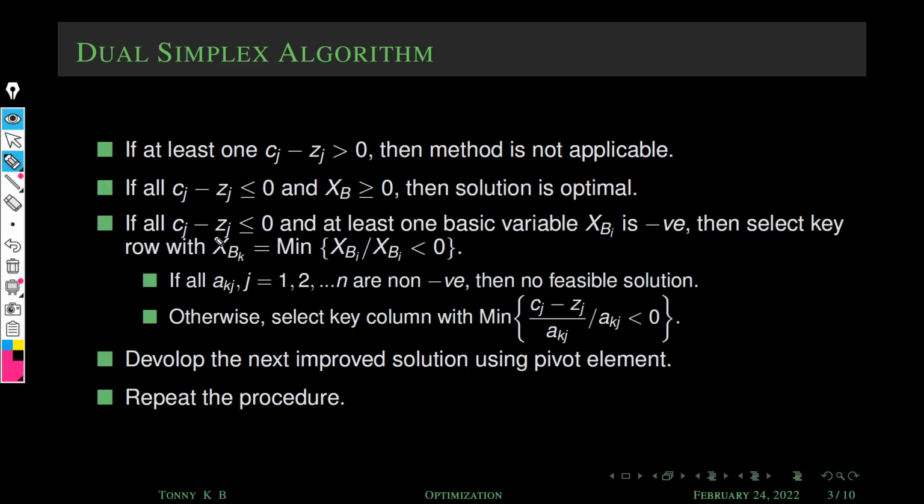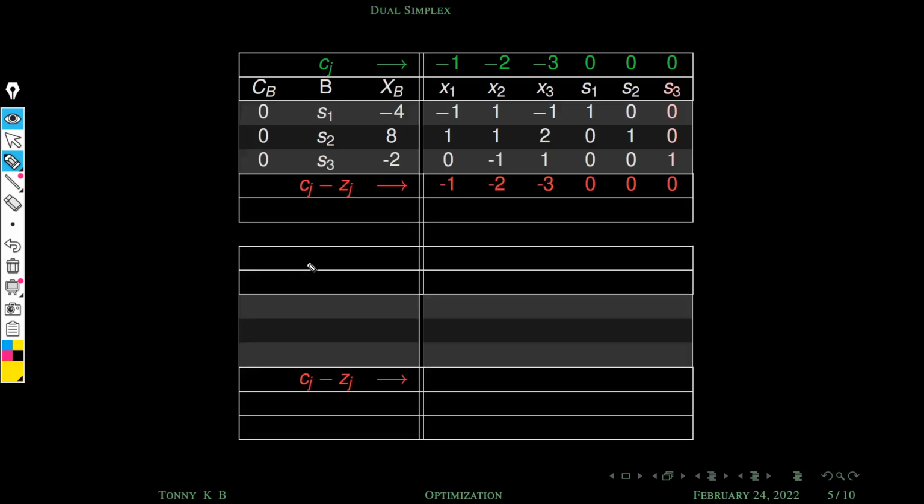If all Cj minus Zj are less than or equal to 0 and at least one basic variable is negative, then select the key row with the negative minimum of xBi. Yes, this table satisfies our condition. All Cj minus Zj are less than or equal to 0: minus 1, minus 2, minus 3, 0, 0, 0. And at least one xBi is negative. Yes, we have two negatives. This is less than 0, and this is also negative, less than 0.